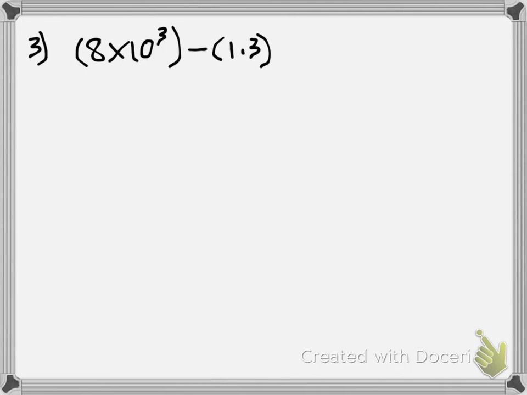All right, let's see. Let's do this one, last one. 8 times 10 to the 3rd minus 1.3 times 10 to the 5th. Oops, sorry. I don't know why I did that.